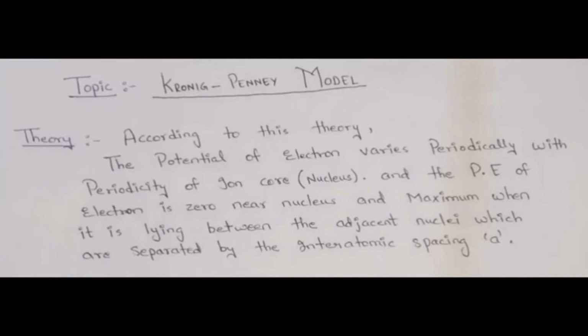Once Talha has talked about the Bloch theorem, I am going to talk about the Kronig-Penney model. The Kronig-Penney model is a very handy tool in quantum mechanics used to solve the problem of an electron moving in a one-dimensional crystal lattice. In that, we assume that the potential of the electron varies periodically as it moves through the one-dimensional structure. We take the potential energy of the electron to be zero when it is very close to the nucleus, and maximum, V equal to V naught, when it is between two adjacent nuclei, and the interatomic spacing is a.